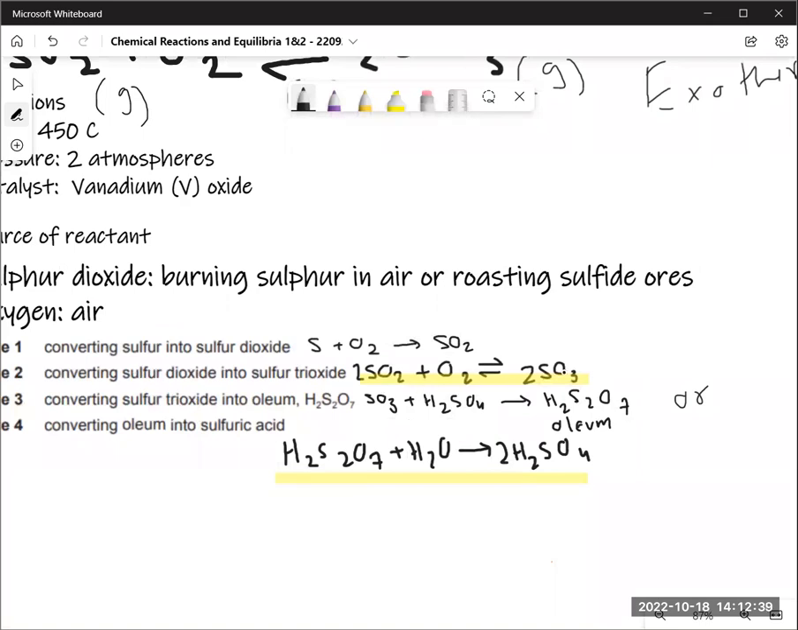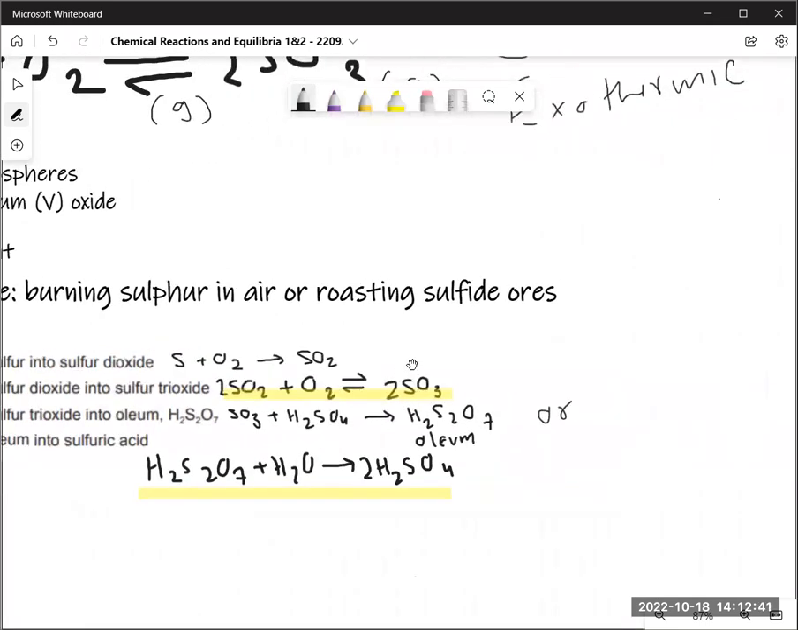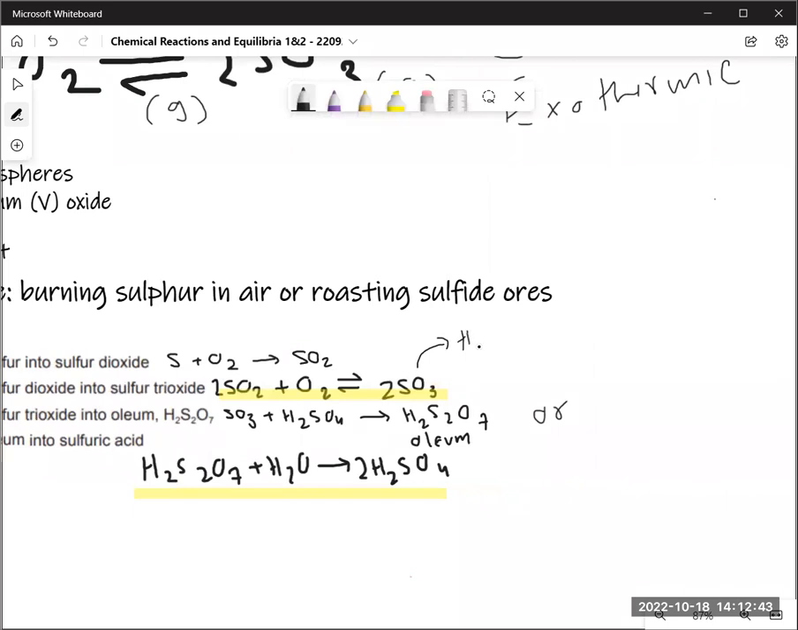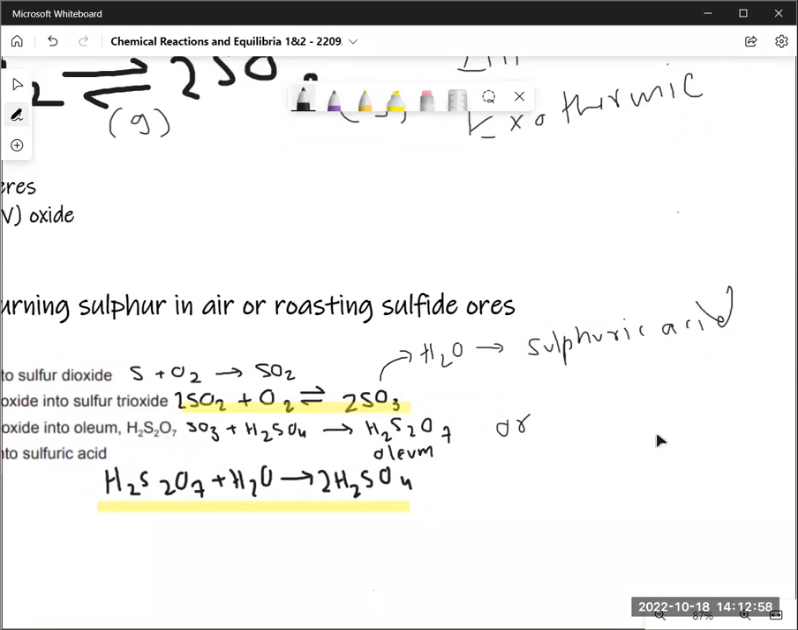Now, SO3 is sulfur trioxide, and we know that when sulfur trioxide reacts with water, it makes sulfuric acid. Well, then why don't we react it with water directly? Why are we reacting it with this acid to make oleum? What is oleum?